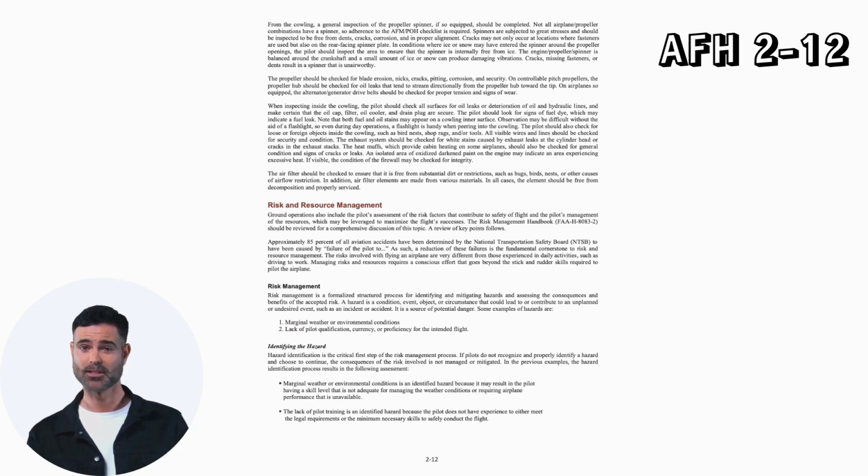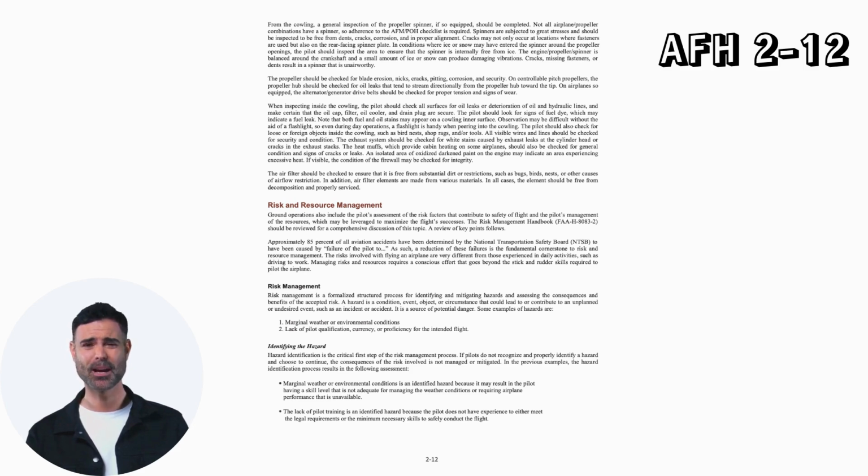Some examples of hazards are: 1. Marginal weather or environmental conditions. 2. Lack of pilot qualification, currency, or proficiency for the intended flight. Identifying the hazard. Hazard identification is the critical first step of the risk management process. If pilots do not recognize and properly identify a hazard and choose to continue, the consequences of the risk involved are not managed or mitigated.